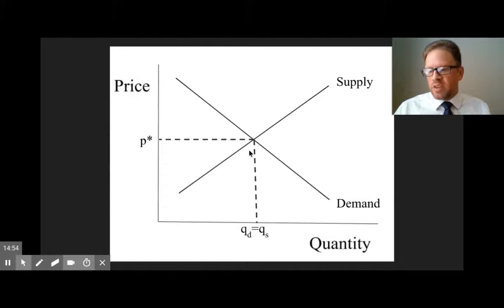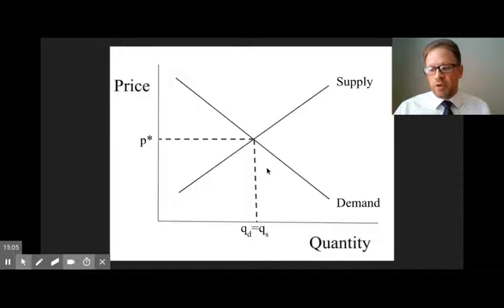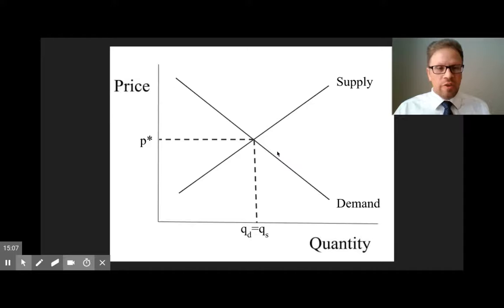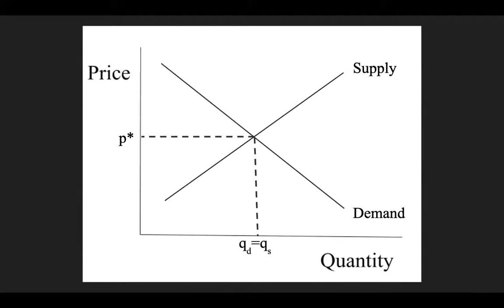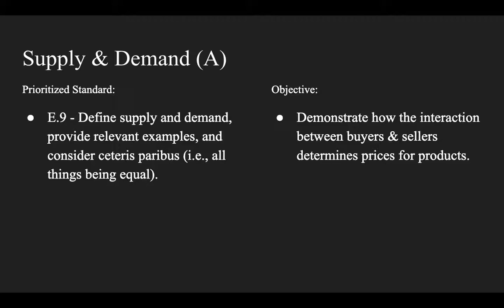Now, equilibrium price represents an ideal point where consumers demand all the products that producers are supplying. The equilibrium price will persist as long as other things remain constant. While the equilibrium price is the point where markets function most efficiently, it is not uncommon for consumers to pay, or for producers to charge, prices higher or lower than the equilibrium that create surpluses or shortages, which we'll talk about later. All right, this concludes the Supply and Demand Section A lecture.